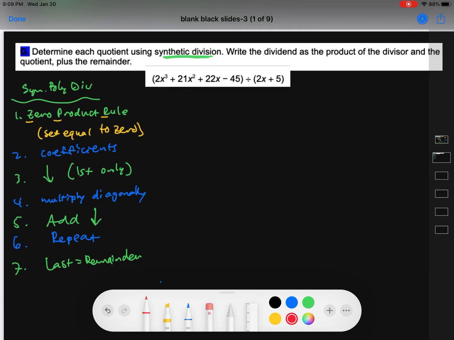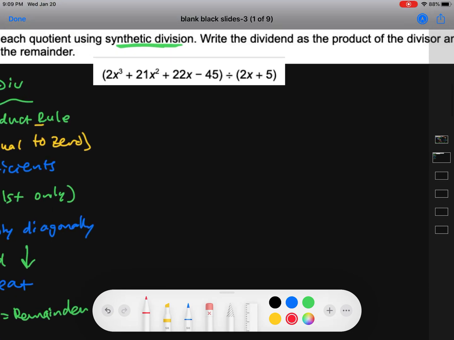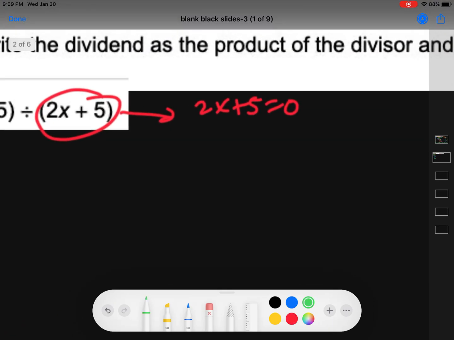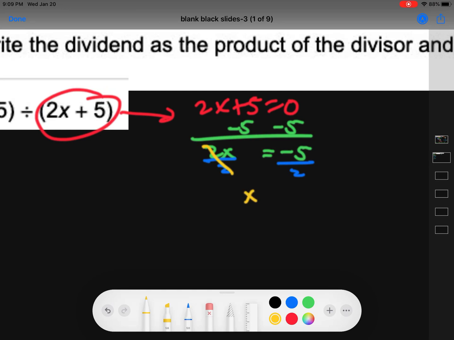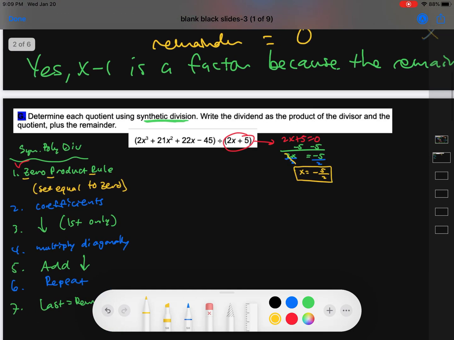The first thing we're going to do, it says use the zero product rule, which means you're going to set it equal to 0. I'm going to set this one equal to 0, and we're going to solve over here. 2x plus 5 equals 0. I'm going to subtract 5, I get 2x equals negative 5, and then divide by 2. I'm going to get x equals negative 5 halves. So that was step number 1, zero product rule.